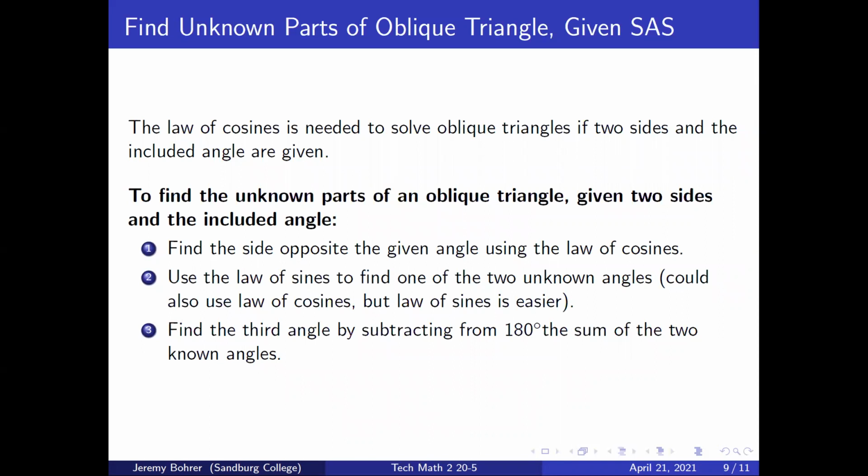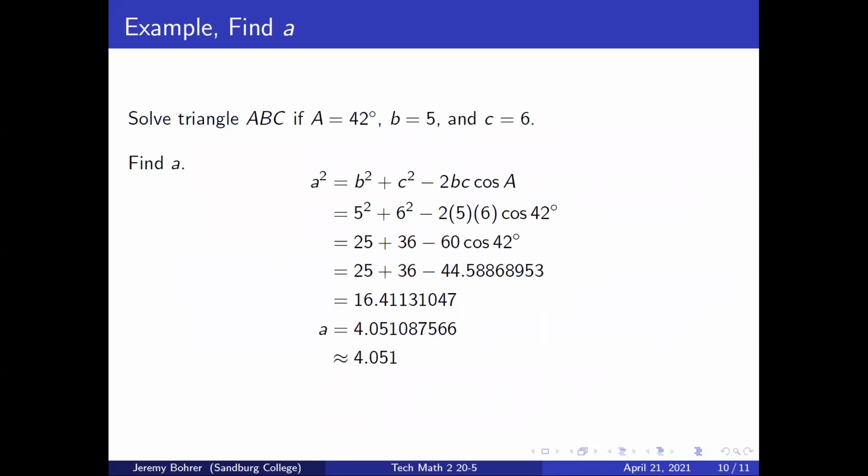I think the book may use the law of cosines here, but I'm going to use the law of sines, because I'm a mathematician, and mathematicians like doing things the easy way whenever we can. And finally, find the third angle by subtracting from 180 degrees the sum of the two known angles.